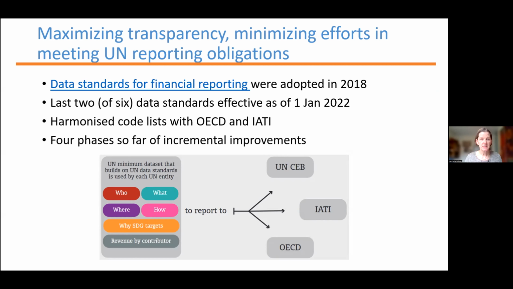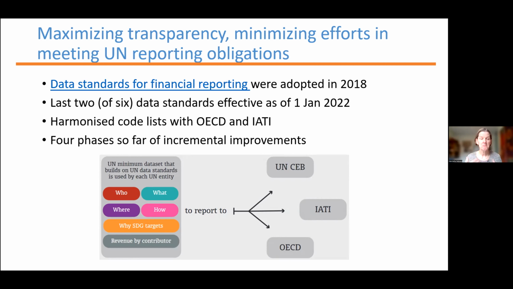There's basically 6 data standards. The graphic below shows who's part of the UN system, what the UN functions are, where, in which physical geographical locations, the UN is getting its money from and spending it, how and with what financing instruments, why, how it is linked to the SDGs, and who the contributors are, where the money is coming from. But the idea is basically that the data set that UN entities capture in the ERP system would enable them to report both to the CEB, but also to IATI and OECD with the very same data set.